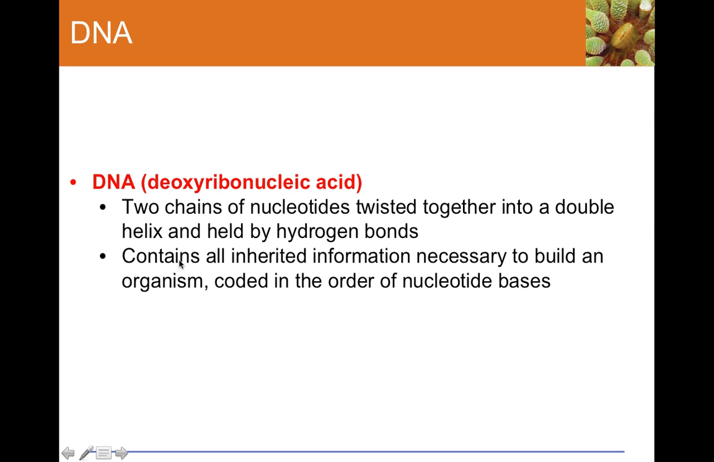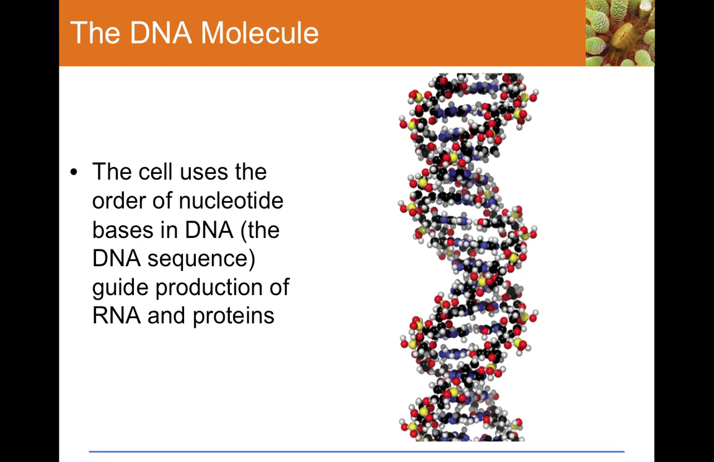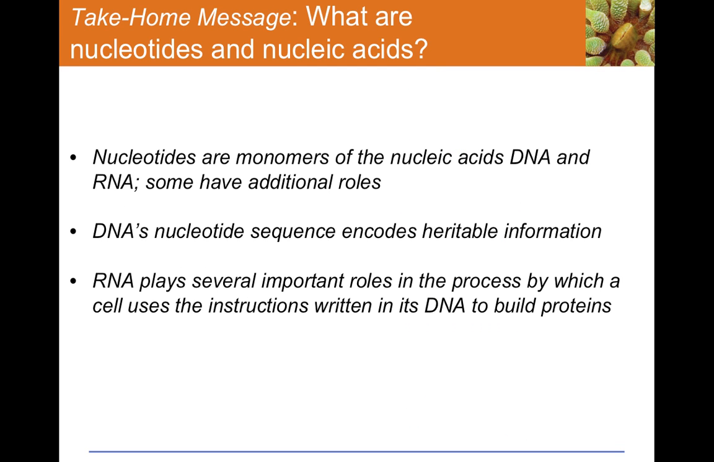DNA is incredibly important because it contains all of our inherited information necessary to build us, and it is coded in the order of nucleotide bases. This is why nucleic acids are so important. So here's what DNA looks like. This is what I told you, that twisted ladder sort of thing. The cell uses the order of the nucleotide bases to guide the production of RNA, and the RNA produces the proteins. And so the DNA is incredibly important to us.